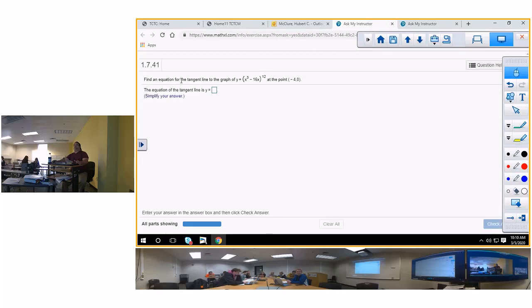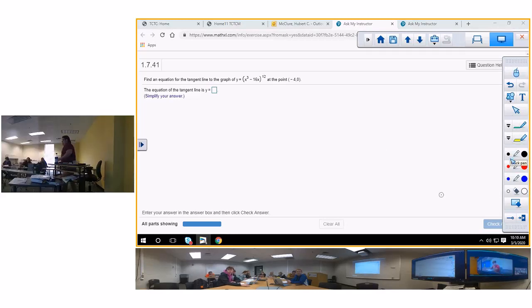Find the equation for the tangent line to the graph. Oh, I hate these. These are so backwards. I'm going to do it the way I do it, and if it's not right, the hell with it.